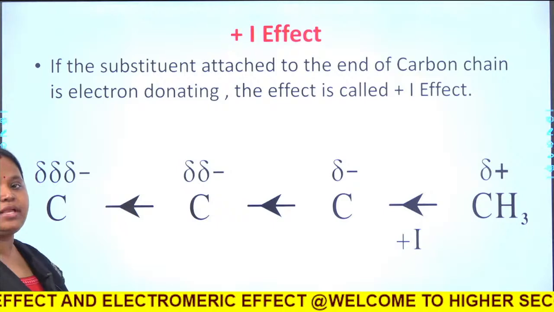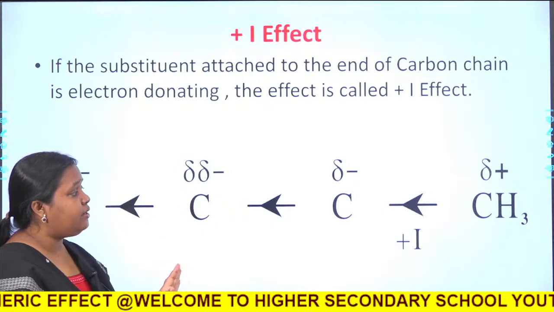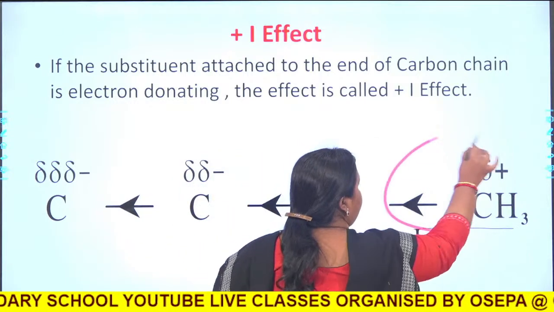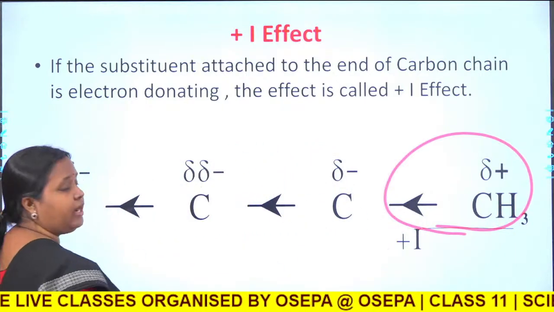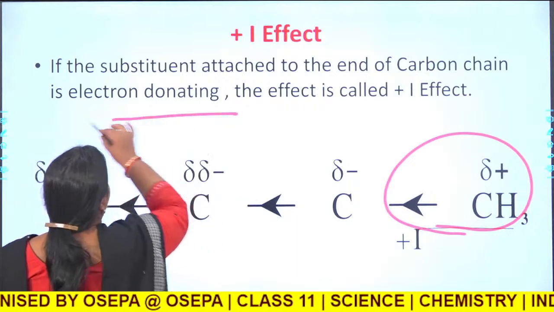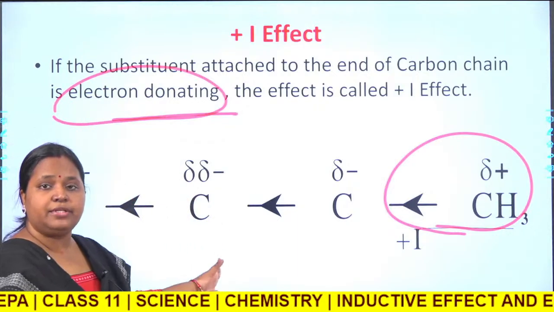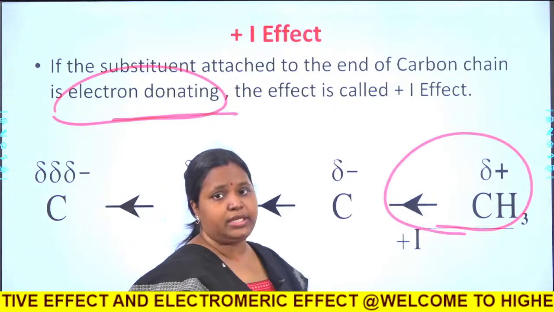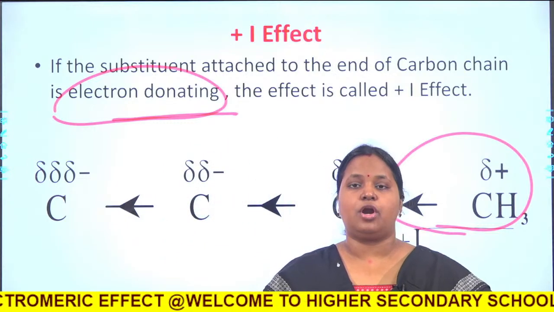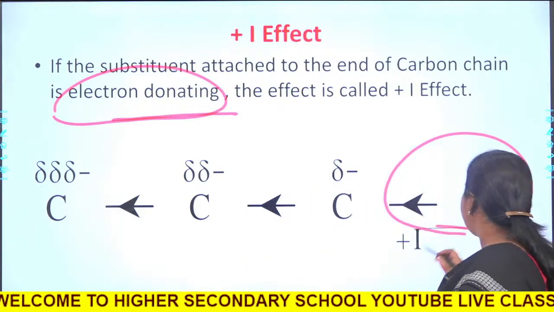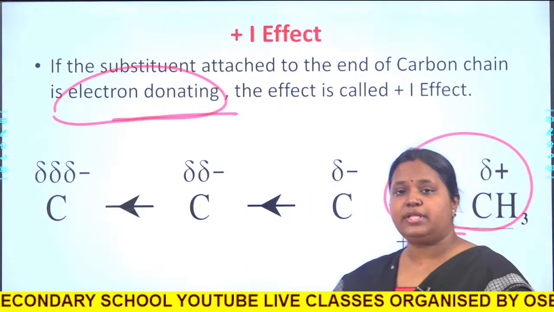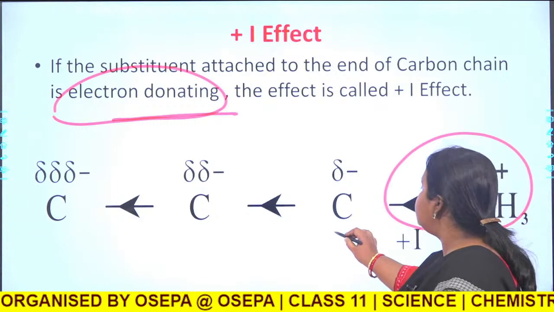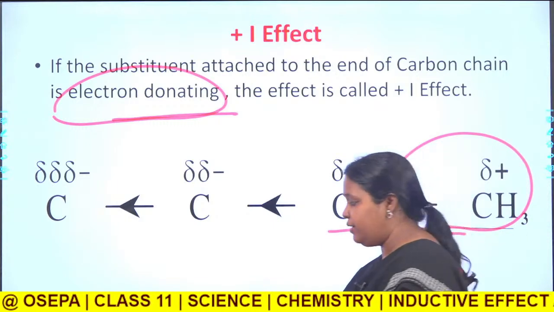Now let us see what plus I effect is. Just the opposite of minus I. If somebody donates electrons to the carbon, if the group or the substituent present at the end of the carbon chain donates electrons to the carbon chain, then it is called plus I. So what is plus I effect? The substituent attached to the end of the carbon chain is donating in nature, then the effect is called plus I effect. See here, methyl group. Remember that all the alkyl groups are donating in nature, that is, they show plus I effect. So the methyl group is donating electrons to this carbon, hence it is called plus I effect.